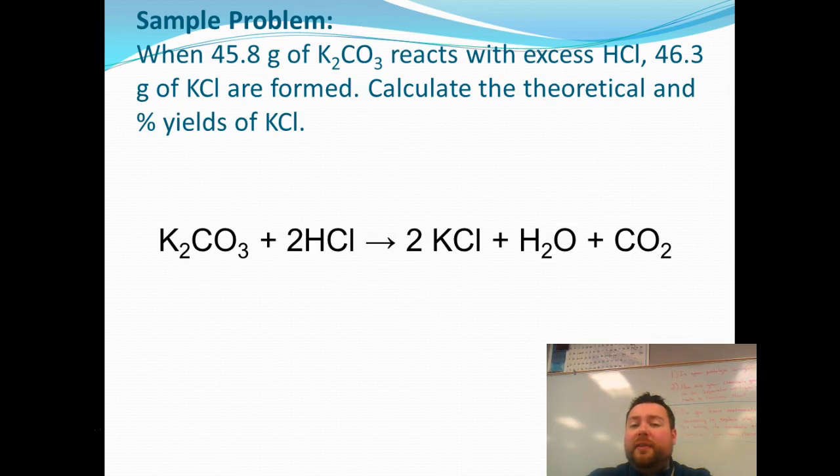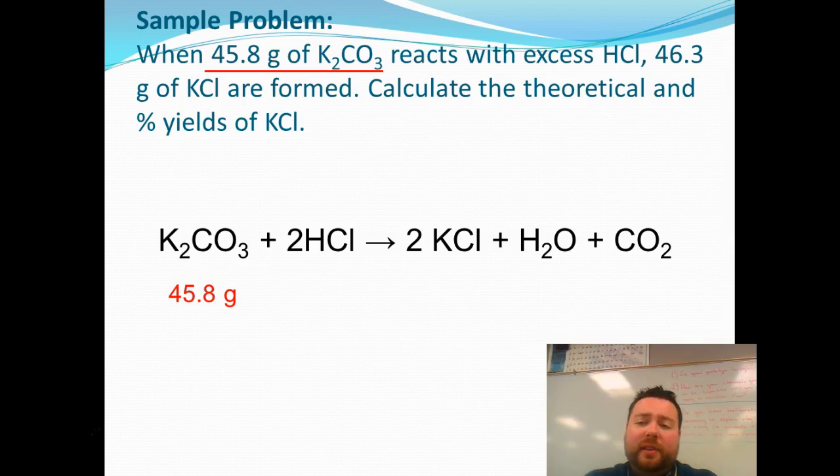So we need to identify information. Using the DICE strategy, we just determined what the question is trying to answer. We're trying to calculate the theoretical and percent yields of potassium chloride. But now we need to identify the information, so our knowns and our unknowns. Our first known is we know how much potassium carbonate we are going to be reacting. We also know that there's an excess amount of hydrochloric acid, so we don't need to worry about it.